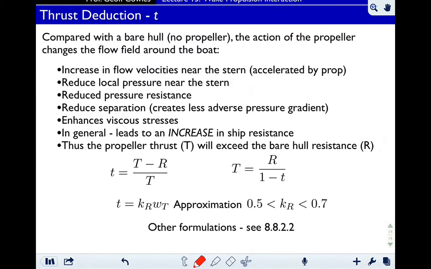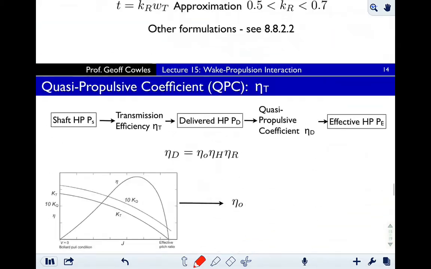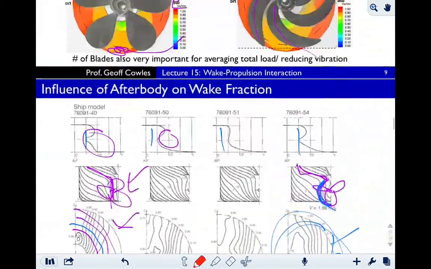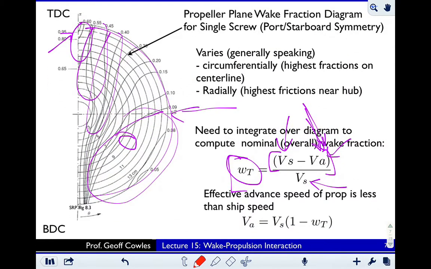So let me go back. Let me just see one thing. I just wanted to mention one thing, and I apologize for skipping that. I get dizzy here. So the key thing here, this is the definition of the wake fraction. So you see the relationship.